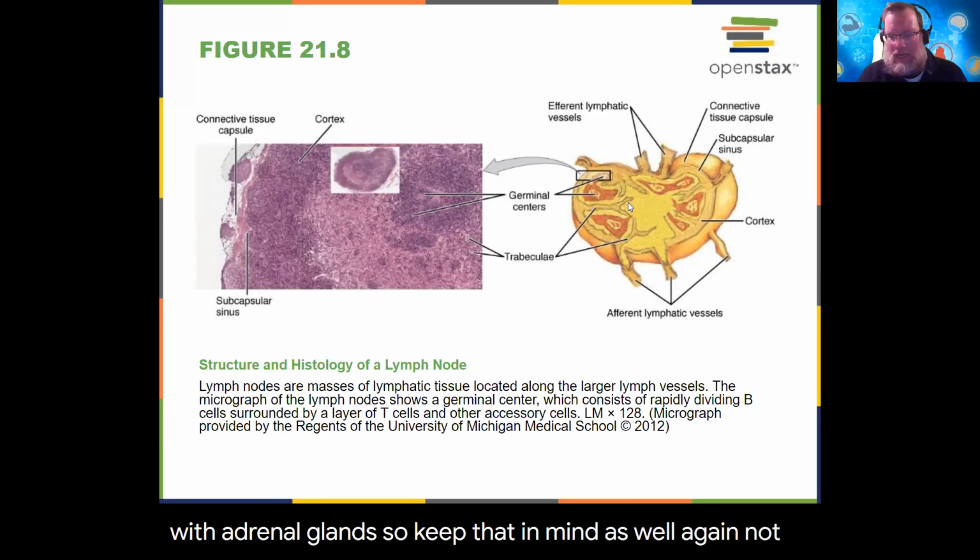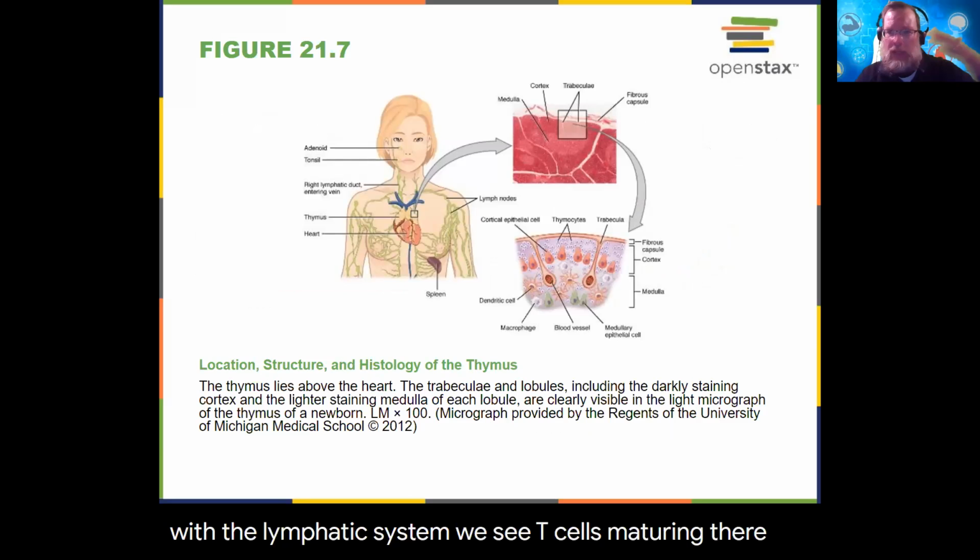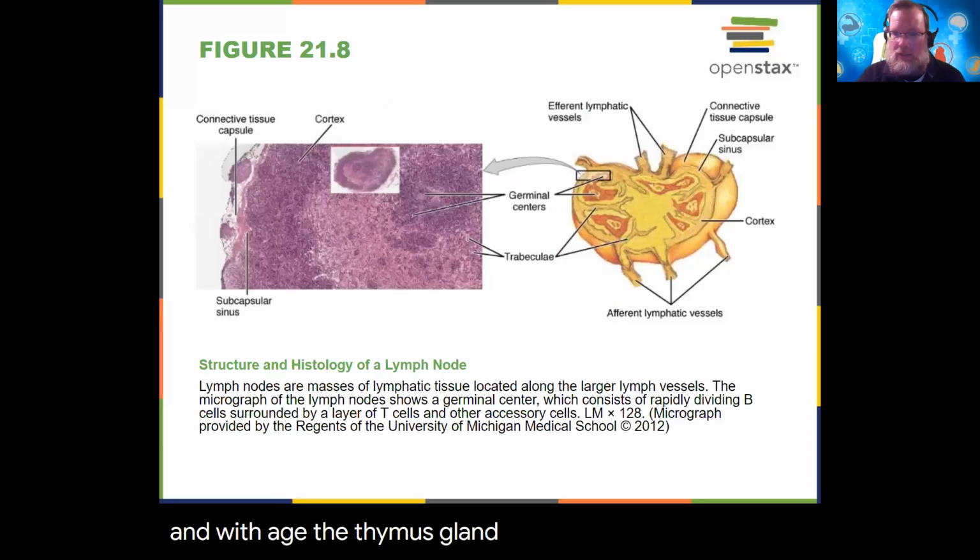Again, not a big deal. Just know the thymus is in the chest. It deals with the lymphatic system. We see T cells maturing there, and with age, the thymus gland tends to deplete, diminish in size. We see the same thing.